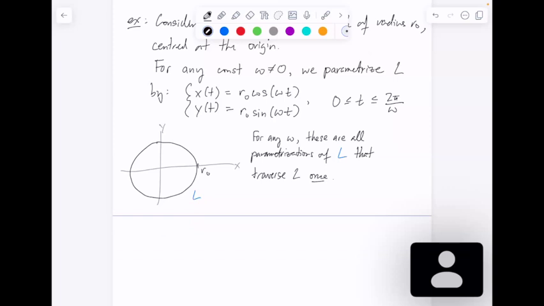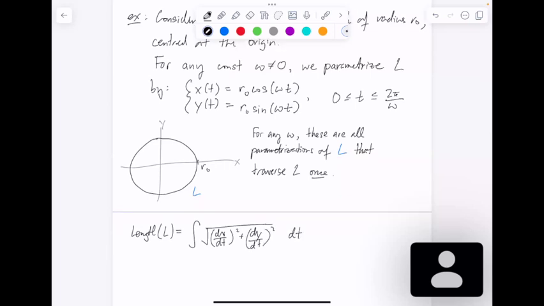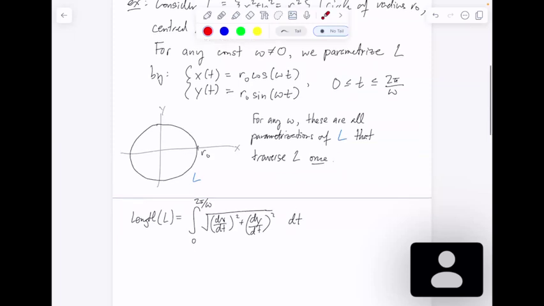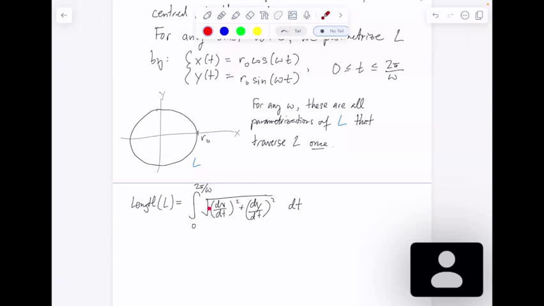So let's try and find the arc length. The length of L is going to be equal to the integral of the square root of dx over dt squared plus dy over dt squared, dt, and you want to go from t equal to 0 to t equal to 2 pi over omega, because for any fixed omega, these are the bounds to traverse your circle exactly once. Now, does someone remember what the integrand here should be? We calculated this last time.